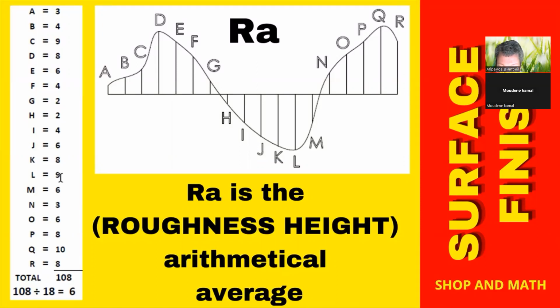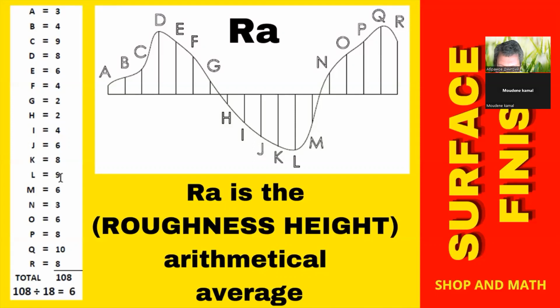So basically, if you take a look at A, B, C, D, E, all these lines have heights or distances. You add them all up. In this case, it equals 108. So you take 108 and there's 18 spots. You take the average of them and it's 6. So that's how we calculate the RA. In this case, with these measurements, the RA would be 6.